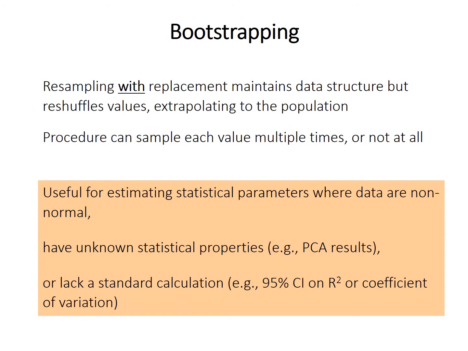The example on the previous slide is trivial because we already had a formula for the confidence interval on a mean, and so we could just use that. But bootstrapping is useful in many other situations, like for non-normal data, when the mean and that confidence interval formula don't really apply. The really big benefit of bootstrapping is to estimate statistical parameters for things that have unknown properties, say like the results of principal components analysis, or PCA, which we'll discuss in a few weeks. Or we can use it to bootstrap estimates on things that don't even have a standard calculation, like R-squared in our example, or the coefficient of variation.